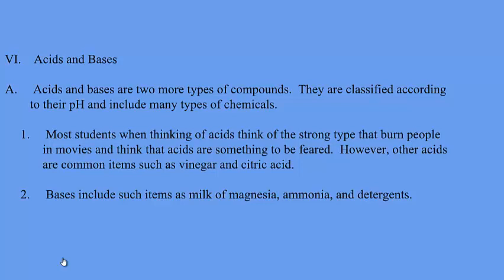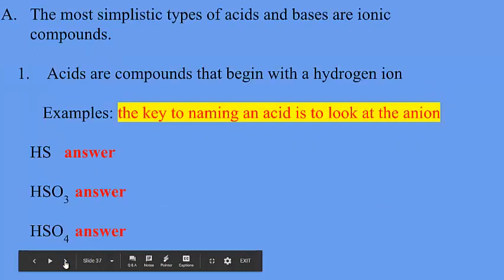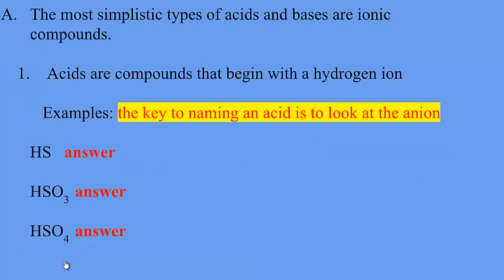However, other acids are common items such as vinegar and citric acid, which we eat all of the time. Bases include things like milk of magnesia, ammonia, and other cleaning agents like detergents. The most simplistic types of acids and bases are actually ionic compounds, so they do fall into the ionic versus covalent. It's just a whole different way of looking at classifying based on pH.